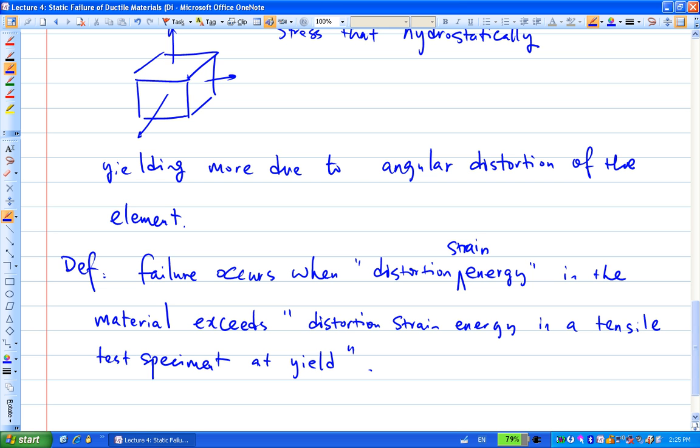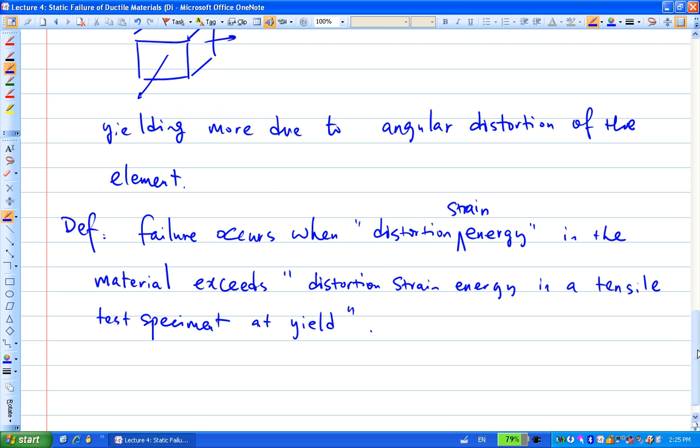Very similar comparison mechanism to the MS theory, right? But the wording, or the two quantities they're comparing, are absolutely different. So let's read the definition again. DE: failure occurs when distortion strain energy in the material exceeds the distortion strain energy in the tensile test specimen at yield.